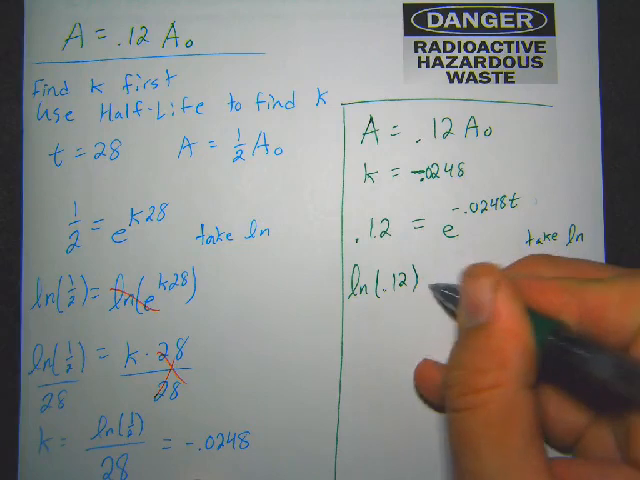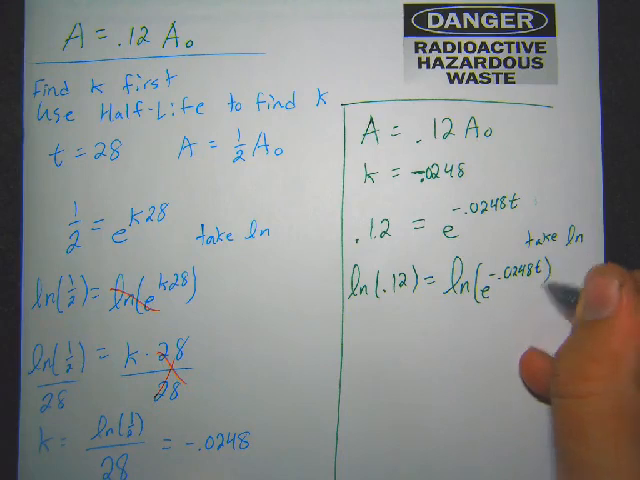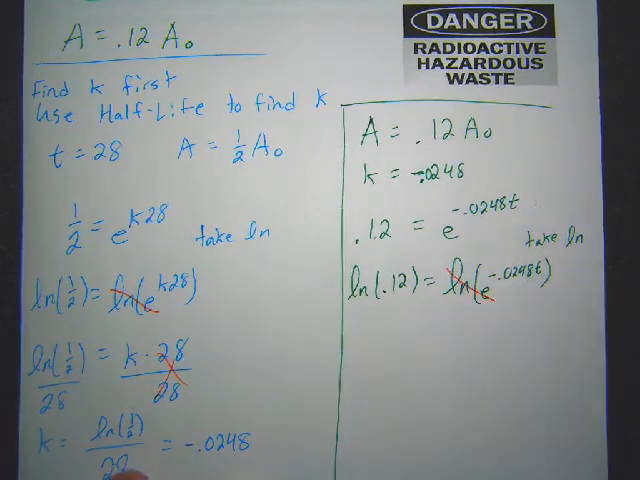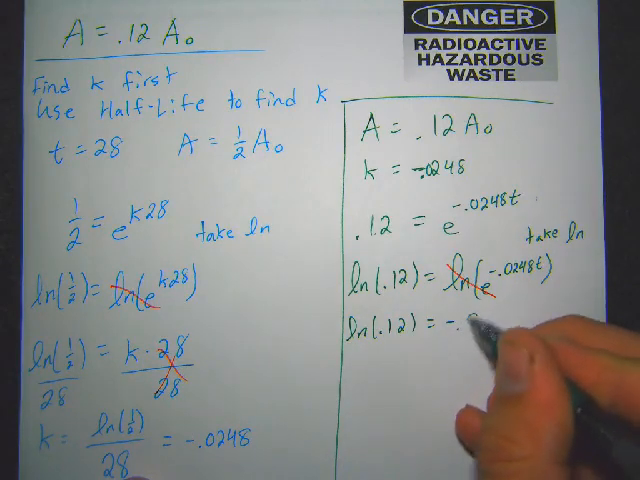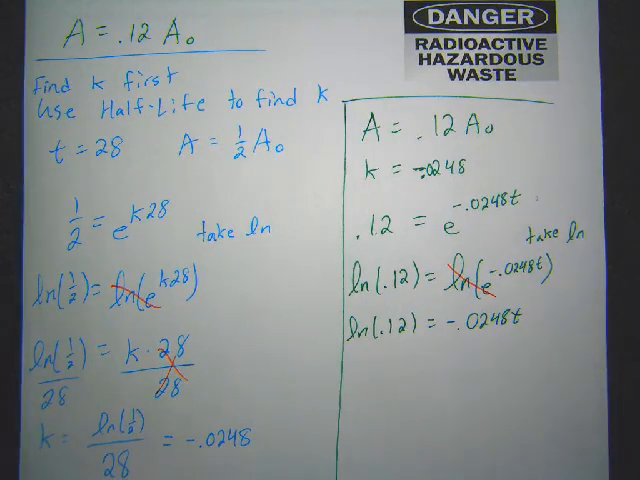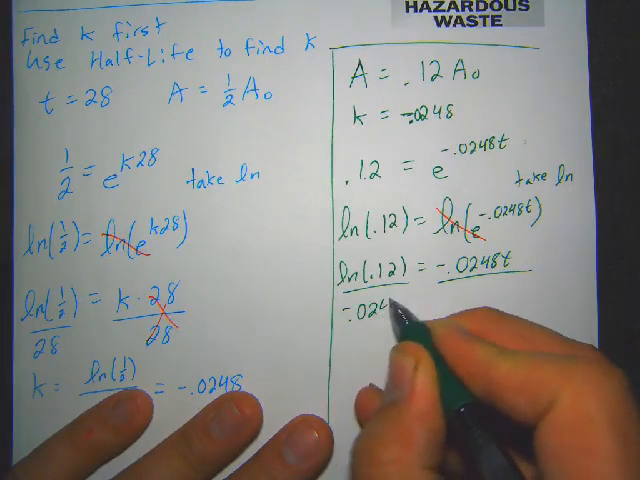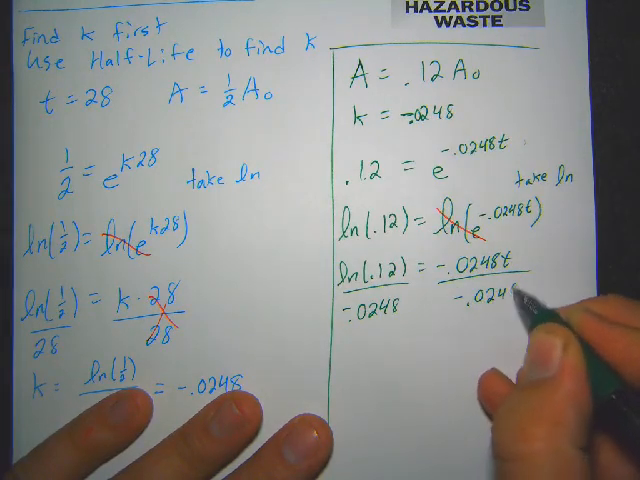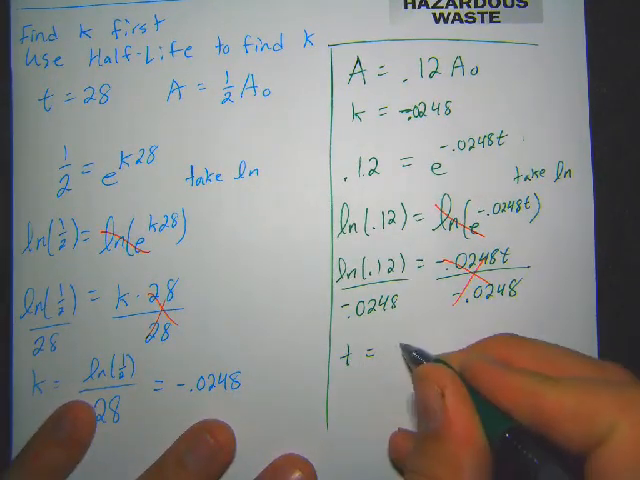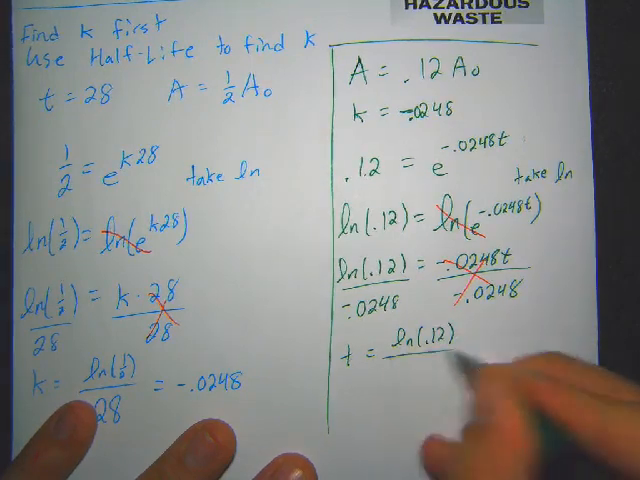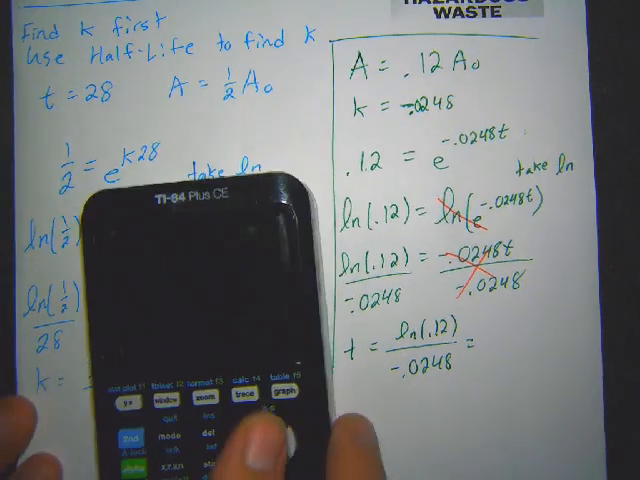We get natural log of 0.12, natural log of e to the negative 0.0248 t. The natural log and e cancel. Those guys are gone. So just natural log of 0.12 equals negative 0.0248 t. Okay, now we're trying to solve for t, so we're going to divide both sides by negative 0.0248. This part cancels. So t is whatever that gives us. So whatever natural log of 0.12 over negative 0.0248 gives us, that's the time. How long does it take to get down to just 12%?